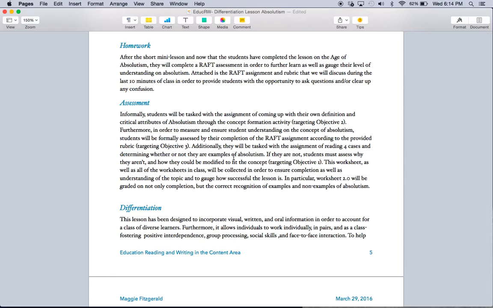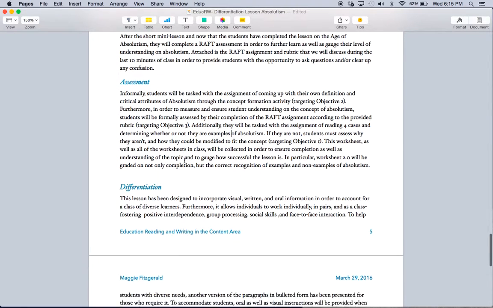And then objective 3, which was describing absolutism in the context of rulers, I had students complete a RAFT activity where they had to take up a role and that role's specific opinion on a ruler that we've discussed in class, and I give them a list. And then objective 1 I achieve, and that's recognizing critical attributes of absolutism. And I assess this through the completion of that worksheet where students had to decipher whether or not the example was an example of absolutism or not.